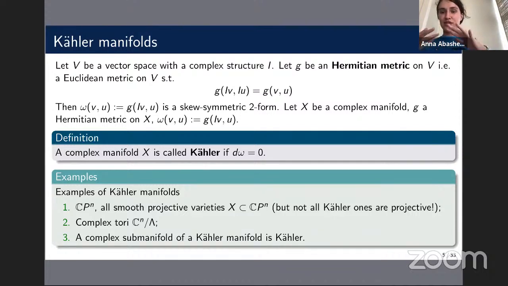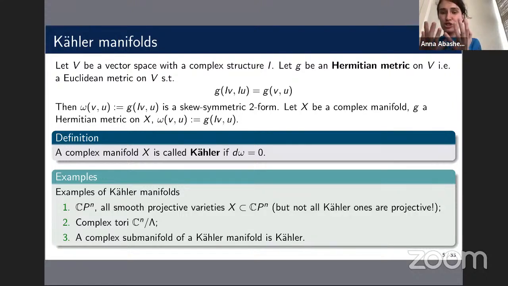Given this data, we can construct an important tensor. It's the two-form omega. Omega is obtained from g by adding I to the first argument. A simple linear algebraic argument shows that it is a skew-symmetric two-form. The same, of course, can be done on a complex manifold. So first, we endow a complex manifold with a Hermitian metric. Then from this Hermitian metric, we get a two-form. And next, we can check if this two-form is closed. And if it is, then we call the complex Hermitian manifold Kähler.